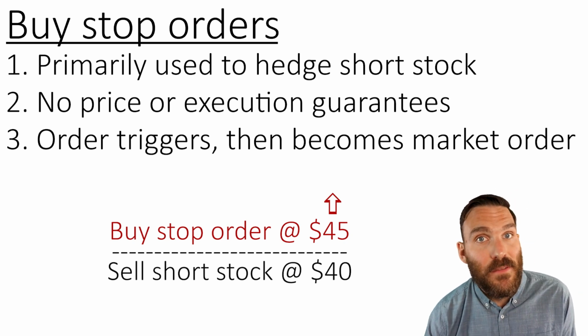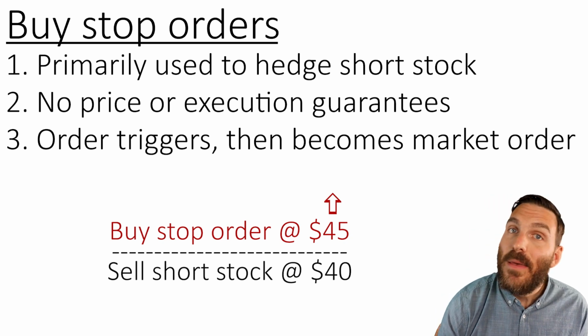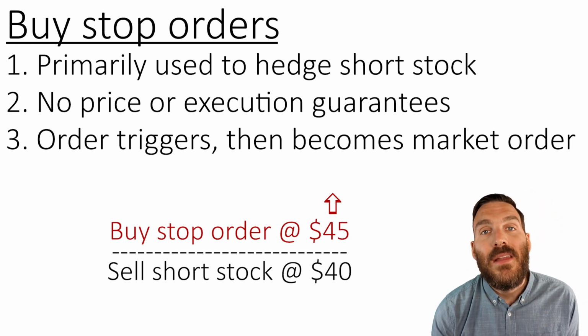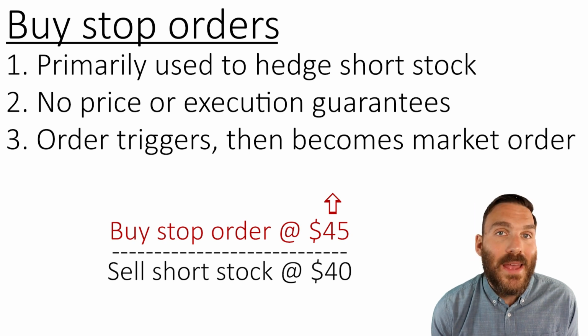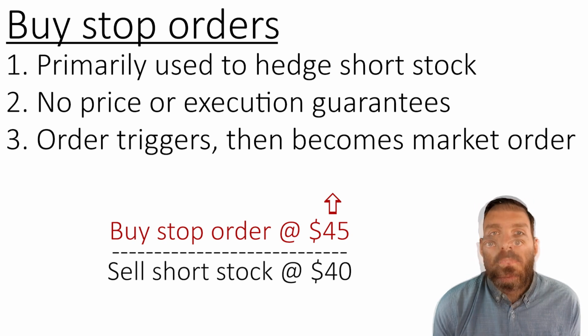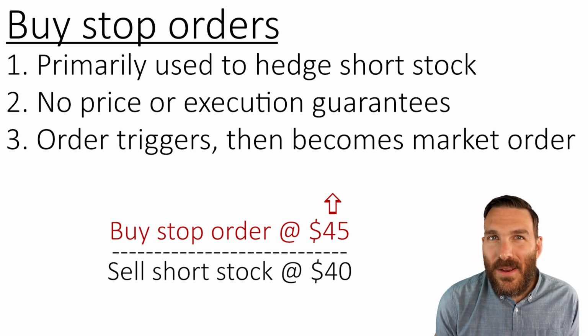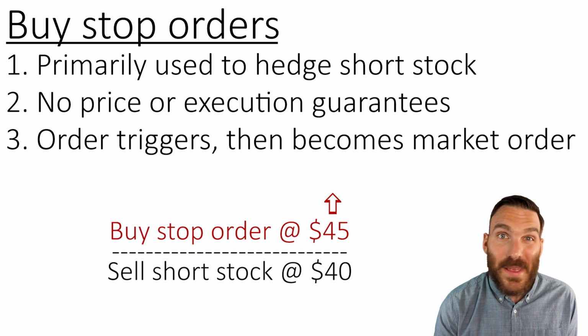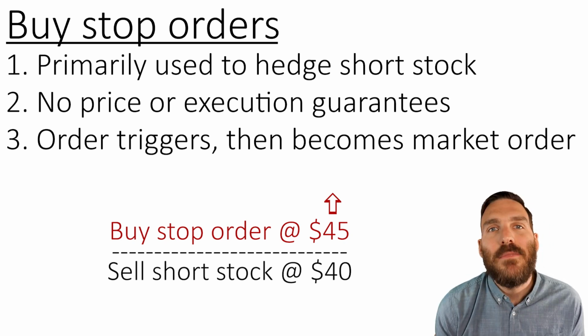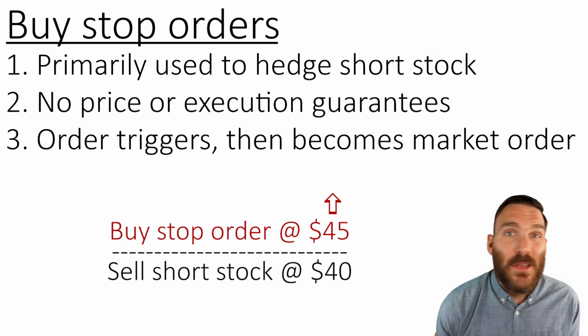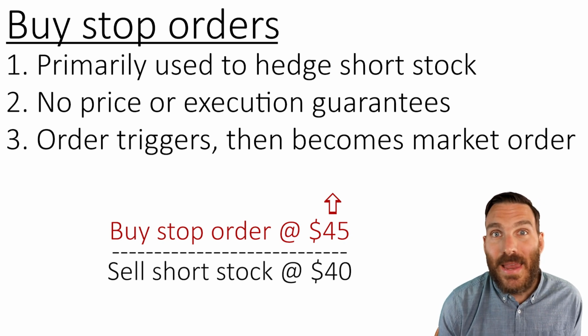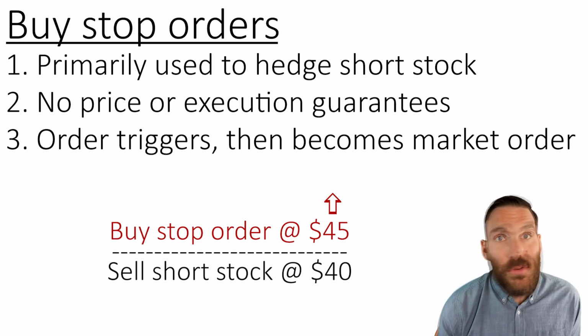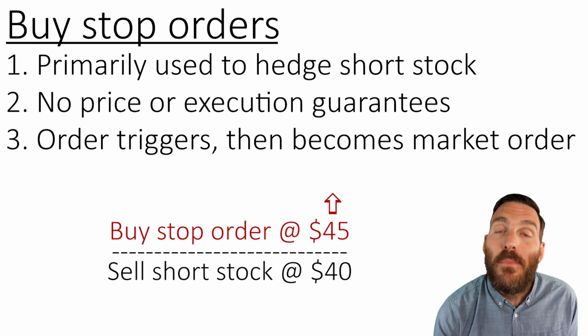And that could be above 45, it could be at 45, it could be below 45. And because it ultimately becomes a market order, we can't say that there's a price guarantee either. The only thing we might be able to say here is that once the order triggers, there is an execution guarantee because market orders guarantee execution. But going back to the very beginning, if we're just looking at an untriggered stop order, there's no execution guarantee and there's no price guarantee.